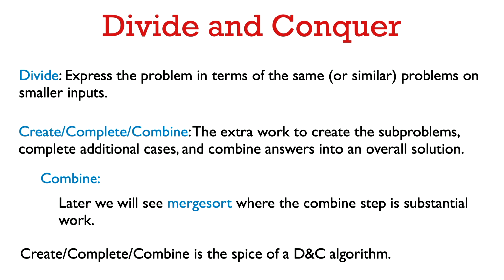Okay, so in summary, the create, complete, combine step is kind of the spice of a divide and conquer algorithm. It's harder to characterize this step because you can see a lot of variety here. And which task requires the most work is going to vary from algorithm to algorithm.